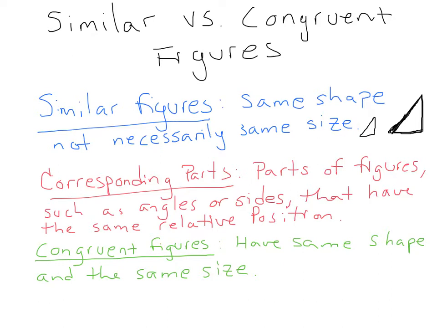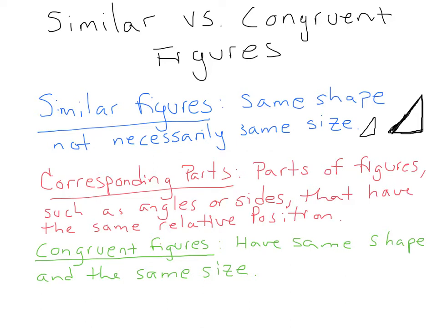But as it gets bigger, the only thing that's really changing is the sides. The angles are going to be exactly the same measure, and that's kind of what defines a similar figure. The angles are congruent. However, the side measures change by a consistent ratio. It must maintain the same ratio. And that's where corresponding parts comes into play.